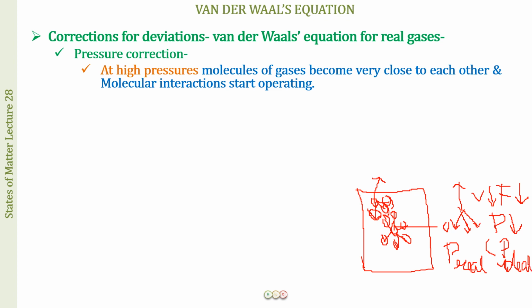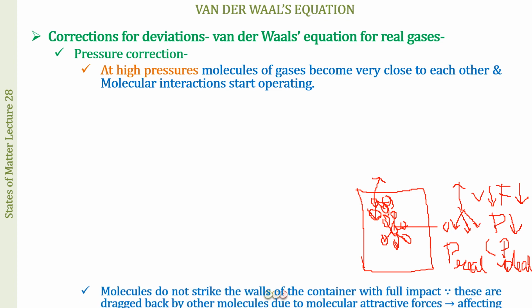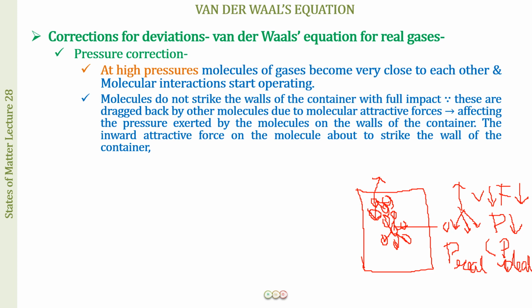Right? So let me just put this back into words so that we can revise and remember everything. So we know that the molecules are striking the wall of the container, but now they are not able to strike the wall of the container with full impact. Why not with full impact? Because they are dragged back by the other molecules due to the molecular attractive forces. And hence this is going to affect the pressure exerted by the molecules on the wall of the container. The pressure is going to decrease. Fine, I hope this is clear.